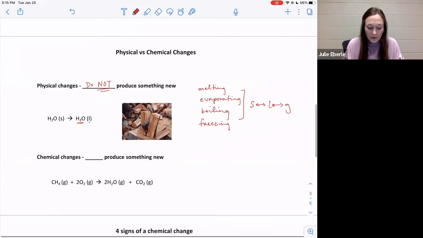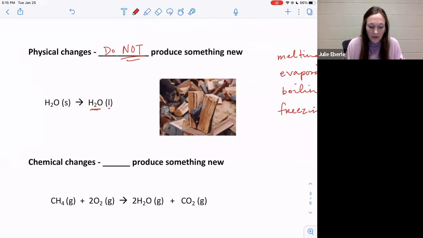All right, let's think about chemical changes. So if physical changes do not produce something new, chemical changes do produce something new, meaning the matter that you had when you started, after it undergoes a chemical change, will not be the same matter. You'll have a new compound, a new substance, a new element that you formed that you didn't have before.